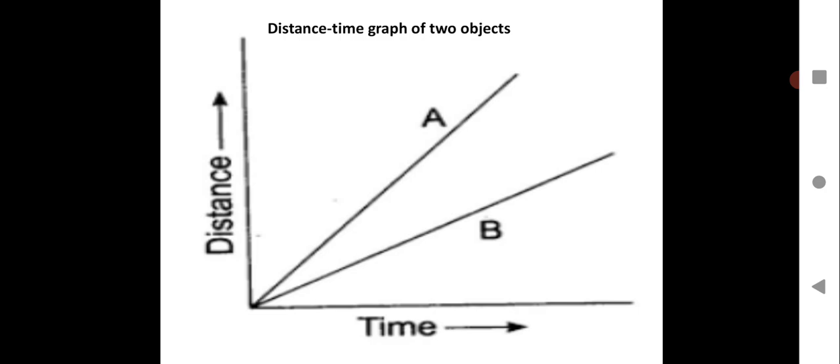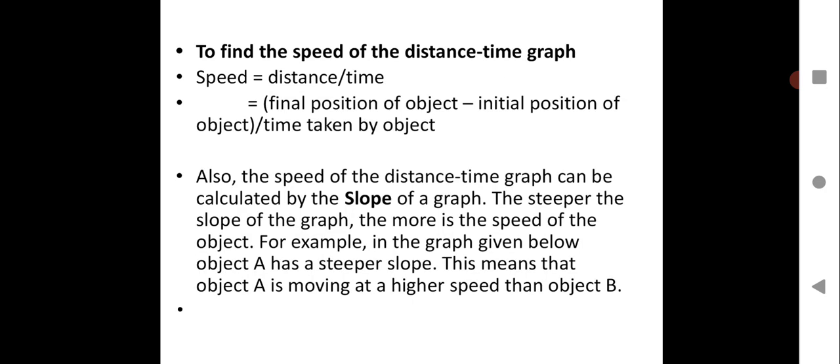So the one straight line, you can say A, will show a steeper slope. That's why it is moving at a higher speed. And the straight line shows both the objects are showing uniform motion. So I hope it is very clear, and I hope you have written this down.